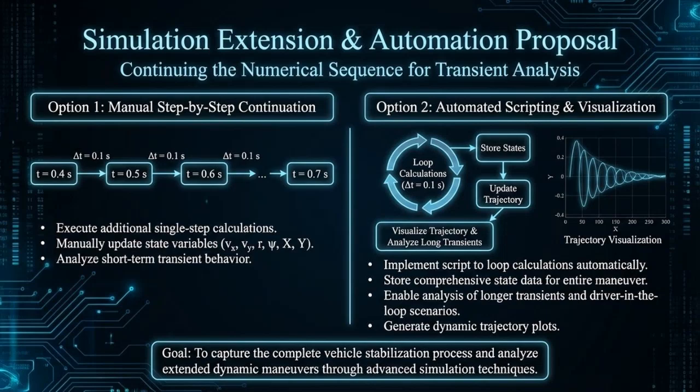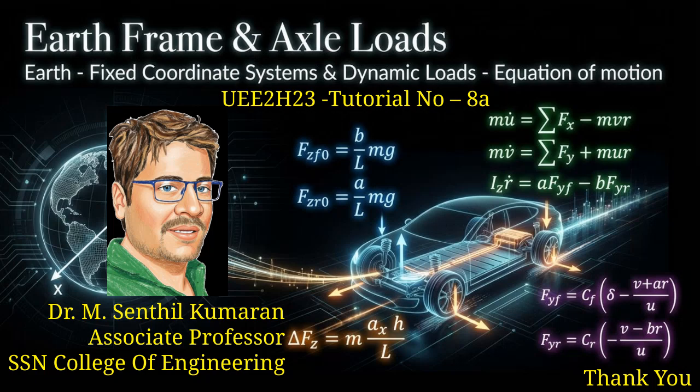To analyze the complete maneuver, the same 0.1 second step procedure can be repeated forward in time. Each step recomputes tire forces, body frame accelerations, velocity updates, and earth frame position. Automating this loop allows states to be stored, trajectories to be visualized, and longer transients or driver-in-the-loop maneuvers to be evaluated efficiently. Let us recap the procedure once again.